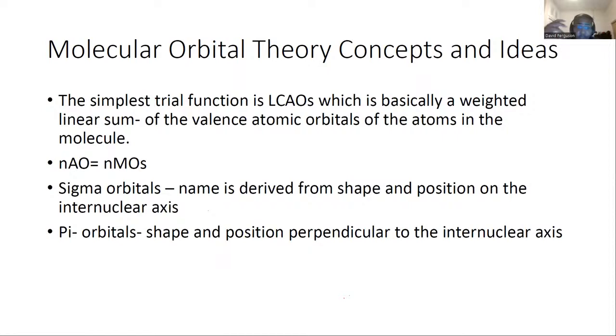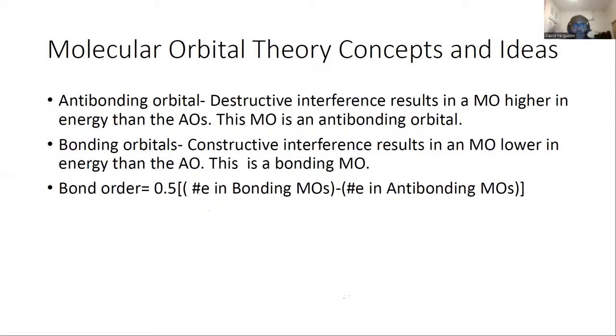For a sigma orbital, the name is derived from the shape and position on the internuclear axis, and for pi orbitals, the name is derived from the shape and the position perpendicular to the internuclear axis. For an antibonding orbital, destructive interference results in an MO higher in energy than the atomic orbitals. Bonding orbitals are derived from constructive interference that results in an MO lower in energy than the atomic orbitals. So bond order is 0.5 in brackets: you take the electrons in your bonding molecular orbitals minus the electrons in antibonding molecular orbitals, and you multiply that whole difference by 0.5.